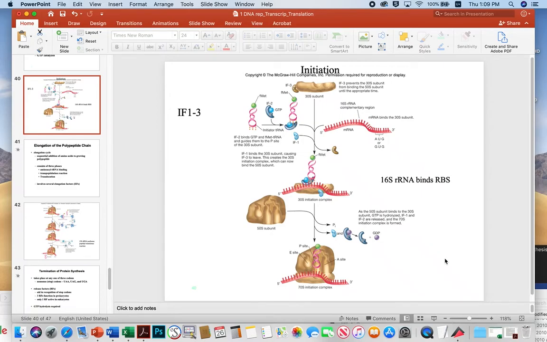Translation, specifically the three phases: initiation, elongation, and termination. I also have a video showing some of the process of elongation without all the details that you can take a look at on PolyLearn.